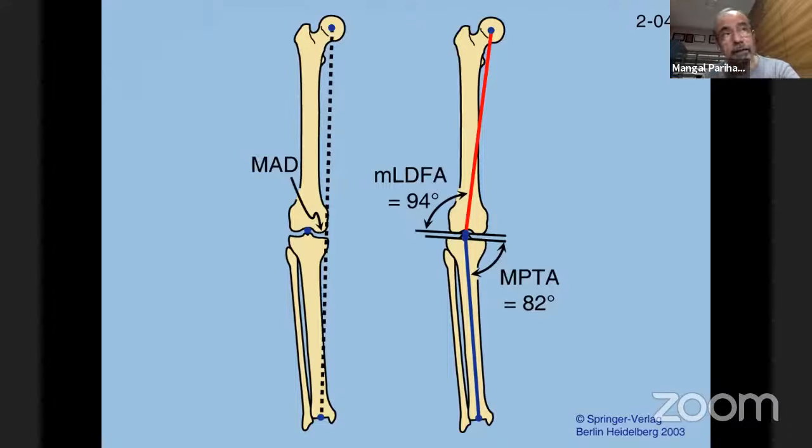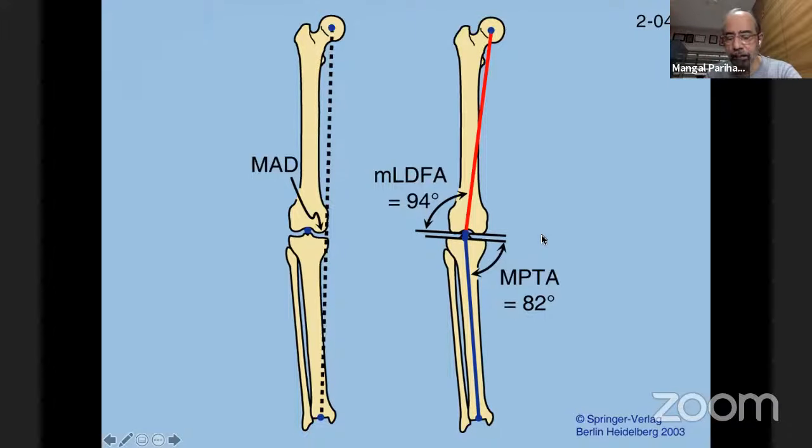Quite often, we get a combined femoral as well as a tibial deformity: an LDFA of 94 and an MPTA of 82. Now this one, if you try to overcorrect the tibia for the femoral deformity, one, you will get an extremely abnormal MPTA. Second, you will get a joint line which is oblique.